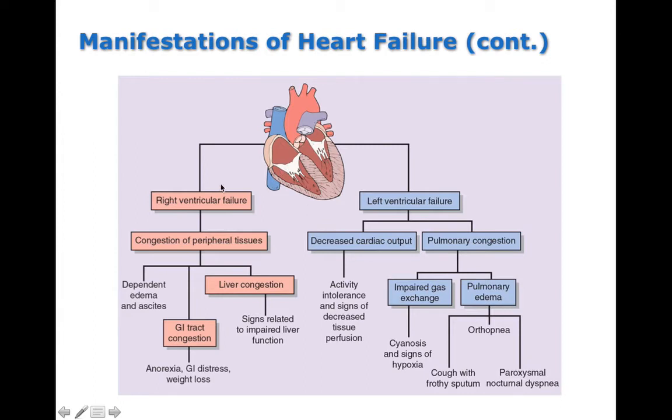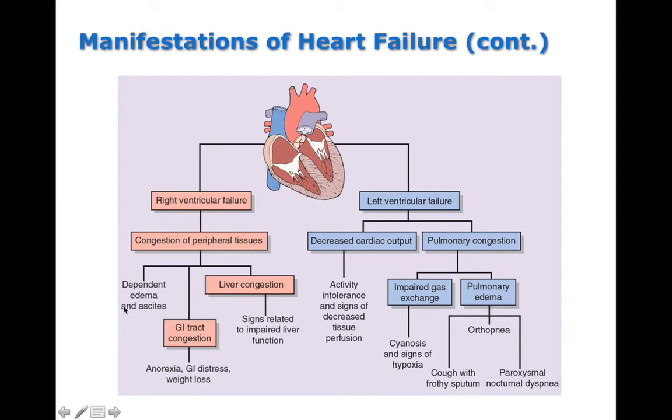So if we look at right-sided versus left-sided heart failure, let's talk about what happens if you have right ventricular failure. We know that the right ventricle receives blood from the systemic veins, and then it pumps blood out through the pulmonary trunk towards your lungs. So if the right side of the heart's failing to pump blood along, we call this right ventricular failure, and you're going to see congestion of blood in the peripheral veins or peripheral tissues.